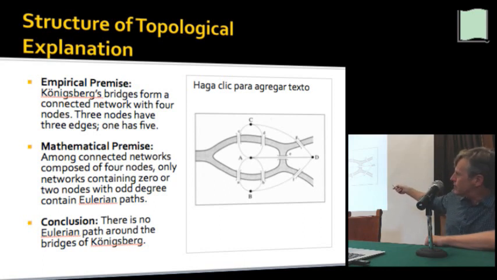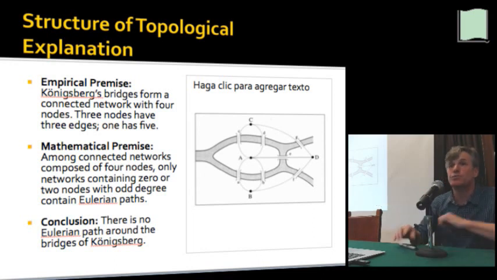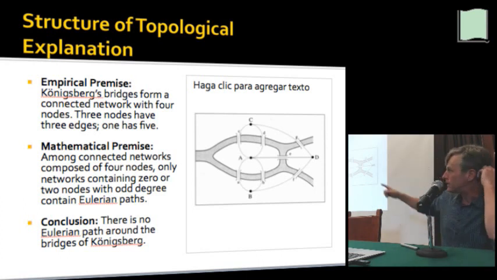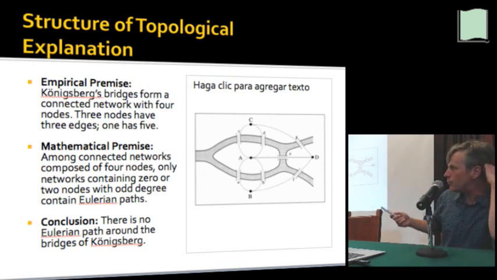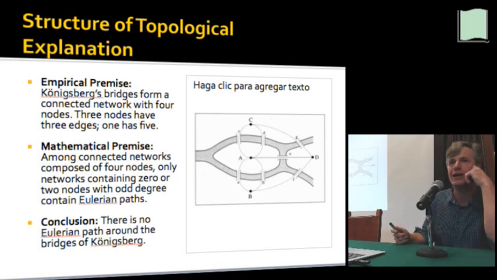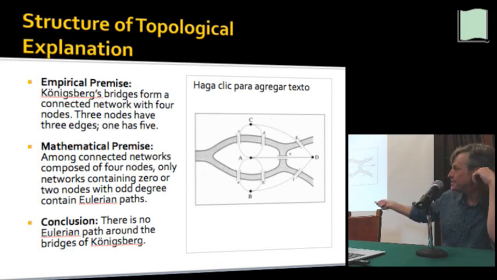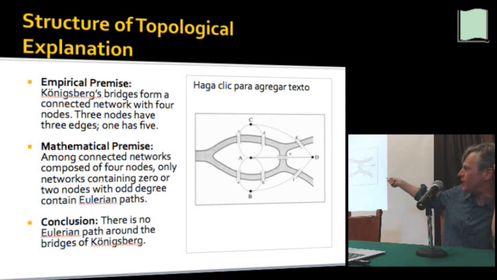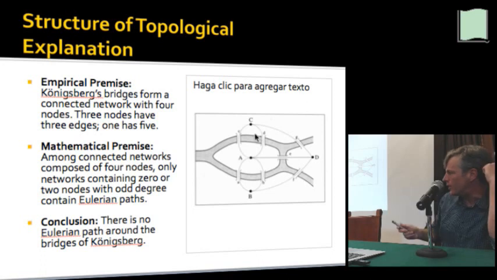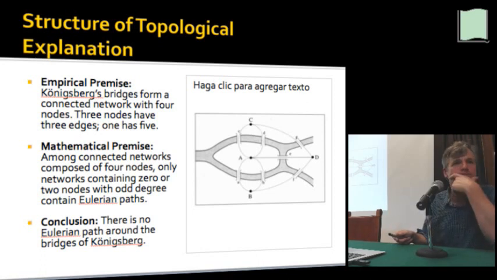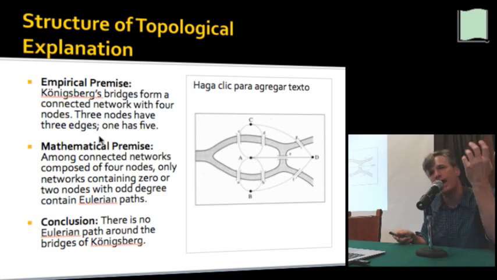Then there's a mathematical premise: among networks of nodes where they all are connected with some other node in the network, connected networks, among connected networks composed of 4 nodes, only networks containing 0 or 2 nodes with odd degree contain Eulerian paths. And so it follows that there's no Eulerian path, that is, a path that allows you to hit each bridge exactly once. The conclusion is that there's no Eulerian path around the bridges of Königsberg. The thought is that this provides a distinctively mathematical explanation for why certain kinds of paths through Königsberg are impossible. Not a mechanistic explanation, but a mathematical explanation.